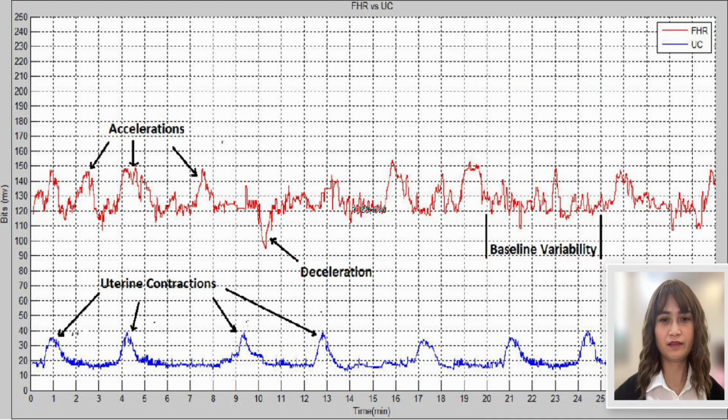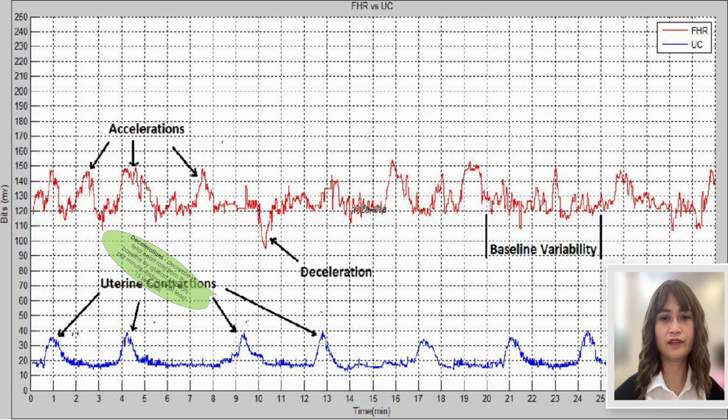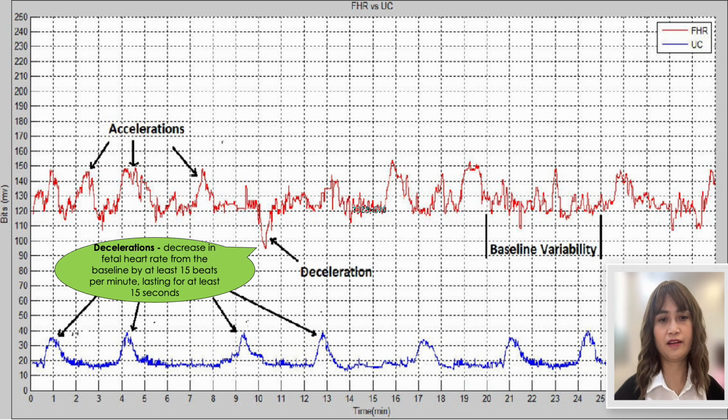Next we have accelerations. These are an increase in fetal heart rate from the baseline by at least 15 beats per minute, lasting for at least 15 seconds and should be 2 accelerations every 20 minutes, lasting no longer than 2 minutes. Our reassuring feature is if it's present, and in labor, the absence of acceleration with an otherwise normal CTG is of uncertain significance.